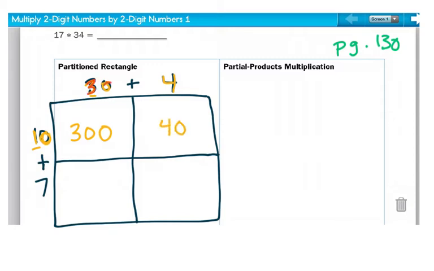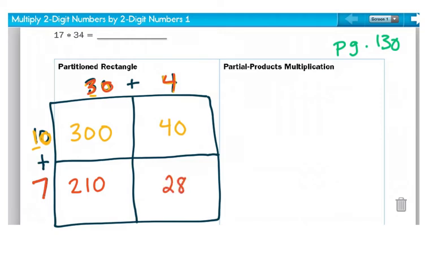Now I'm going to take 30 times 7. Well, 3 times 7 is 21 with a 0 behind it. 30 times 7 is 210. And lastly, 4 times 7, which is 28.